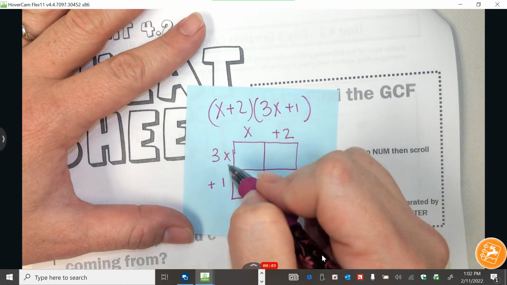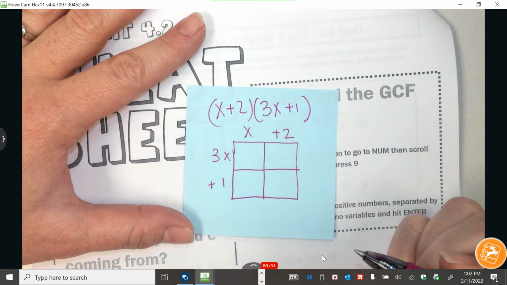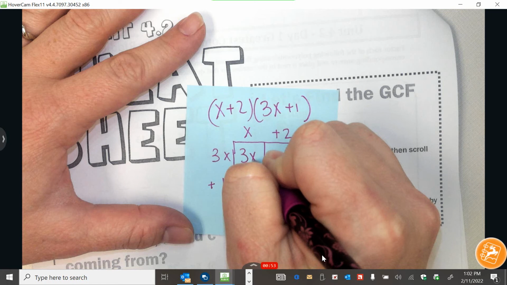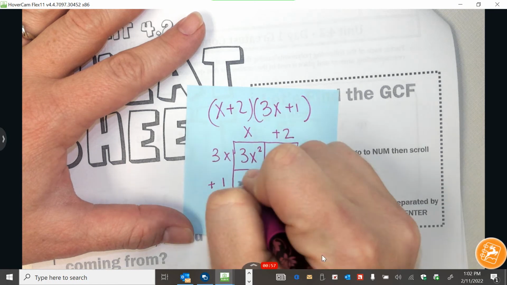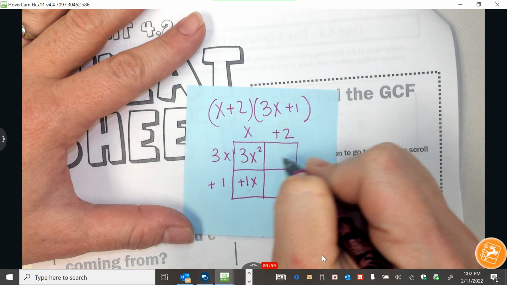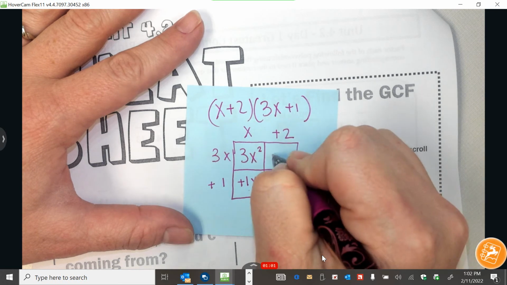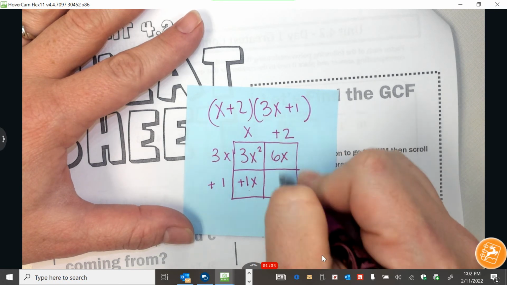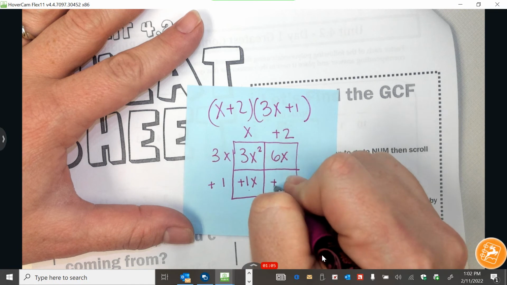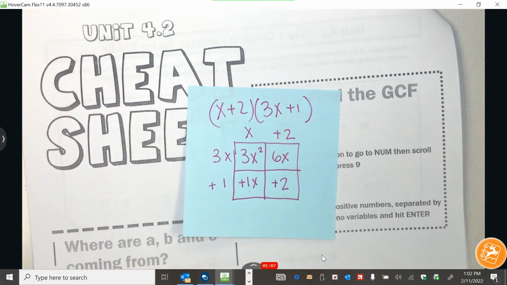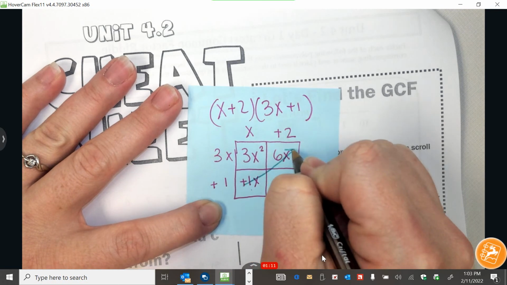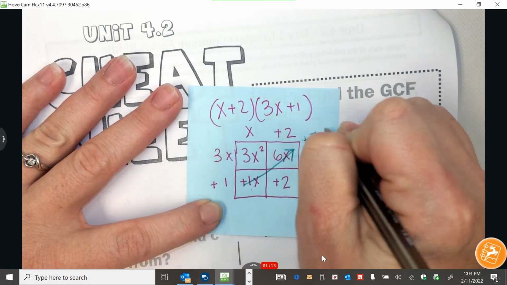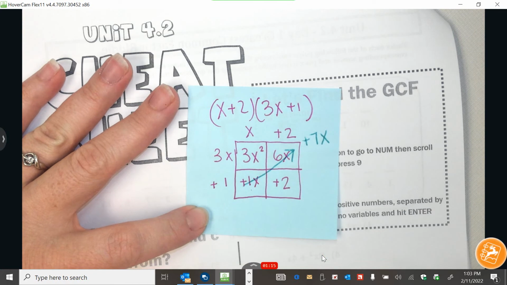So what is 3x times x? And what's x times 1? What's 3x times 2? And what's 2 times 1? 2. Now to get my final answer, I combine these. What's 1x plus 6x? Positive 7x. So what's my final answer?